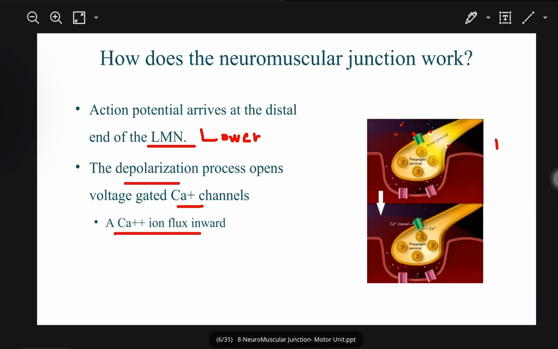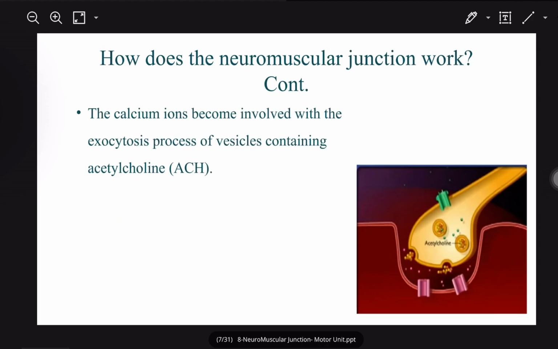We have the presynaptic terminal here. Once the calcium channel opens, we will see what happens next. Just remember, the calcium channel opens when the action potential happens. When that happens, the calcium will come inside the cell, our neuron cell.